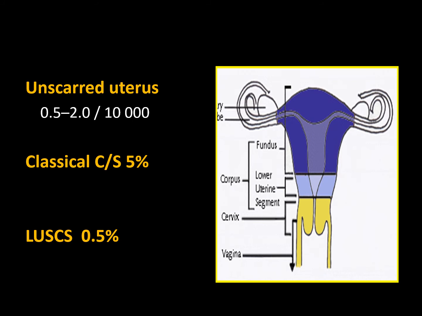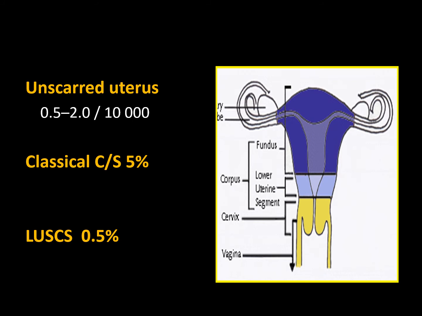As we said, the lower uterine segment is formed by 28 weeks of pregnancy. Before that, we don't have a lower uterine segment. With an unscarred uterus, the chance of ruptured uterus is 0.5 to 2 per 10,000. With a lower uterine segment cesarean section, the risk of ruptured uterus is 0.5%, while with a classical cesarean section, the incidence is 5%. When we say lower uterine segment, this means by 28 weeks of pregnancy the lower uterine segment is formed, and this is where we do a smiley incision, which is called lower uterine segment cesarean section, and the incidence of ruptured uterus is 0.5%.